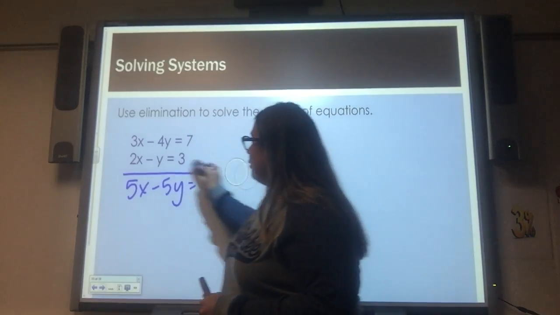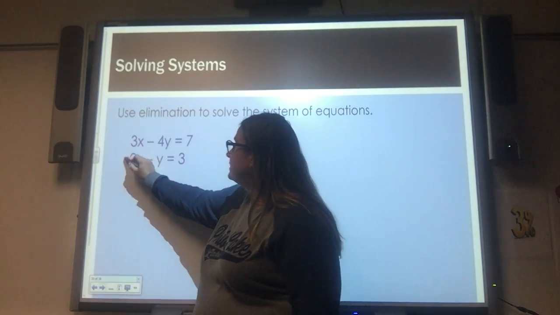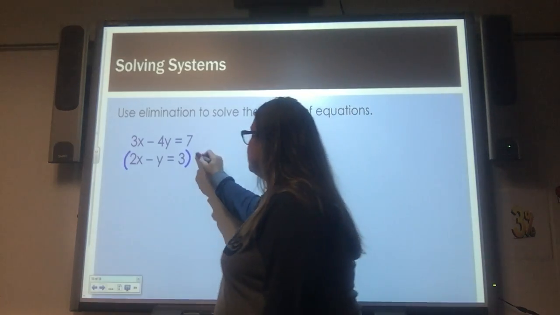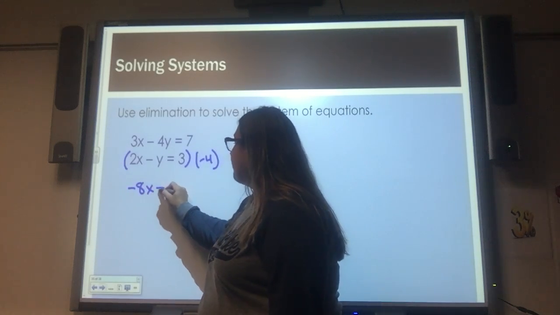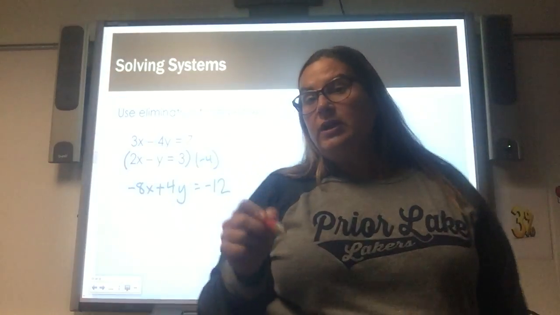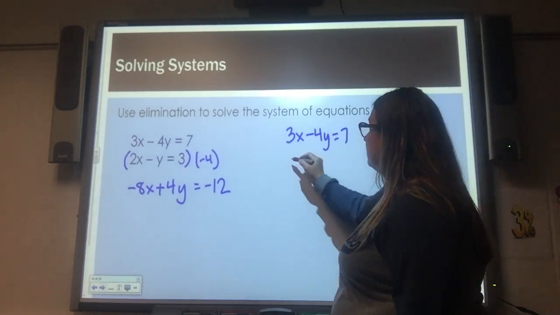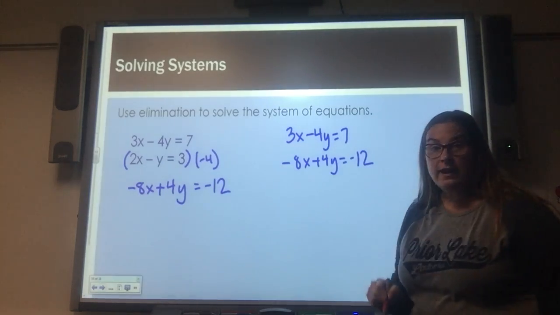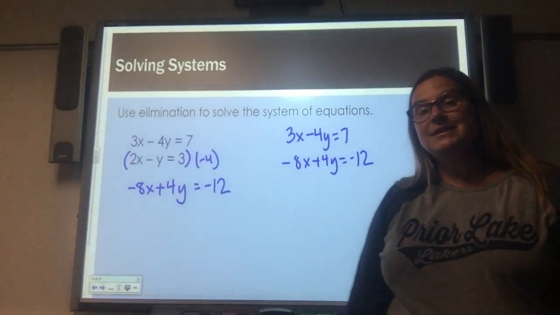disappears. So when I look at this, one of my options is that I could multiply this bottom equation by -4. And when I do that, I'm going to end up with -8x plus 4y equals -12. And in doing that, when I line my two equations up, all right, I line up the two equations, look at what happens to my y's. They're going to cancel out because they're opposites.